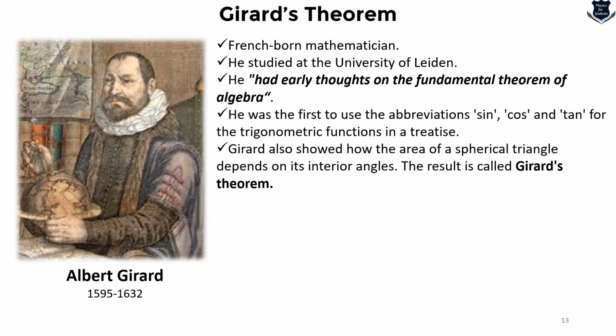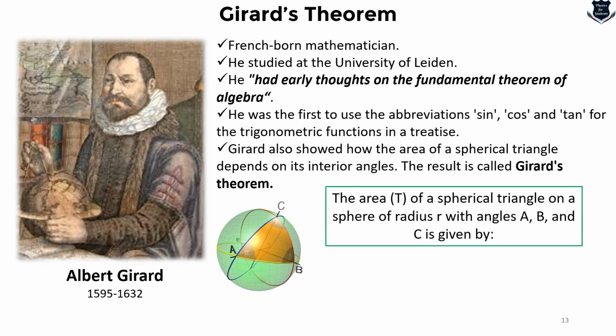These are a few of his contributions in mathematics. He was the first to use sine, cos, tan, etc. Now Girard's theorem showed how the area of a spherical triangle depends upon the result. So here you see that the area, if I take T, of a spherical triangle with points A, B, C would be equal to this one. So Girard's formula, Girard's theorem, this is what he first found.